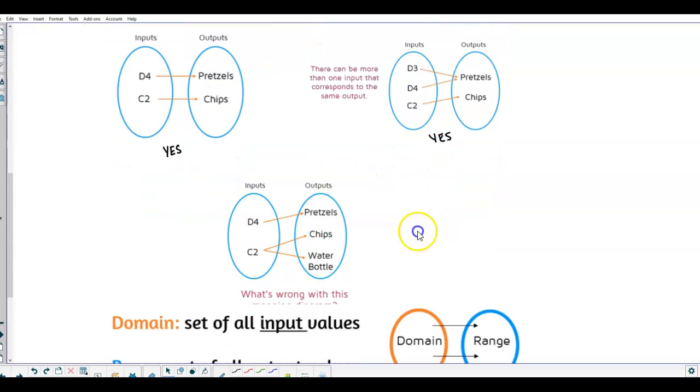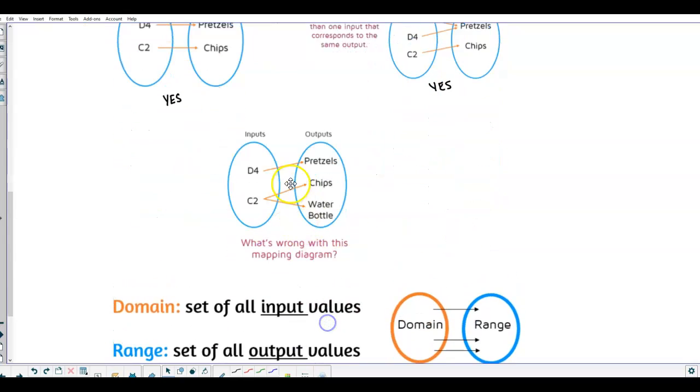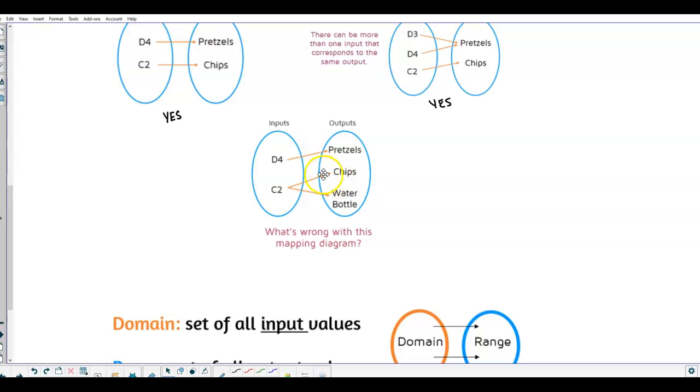Okay, now when we look at this scenario here, if we have D4, that's an input and it gives us pretzels. Whereas C2 is going to give us chips and it also gives us a water bottle. Well, that means one input is given two outputs. So therefore, this would not be a function.